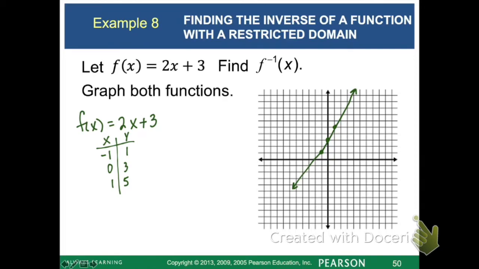To get the inverse of f, I'm just going to take that table, rewrite it and flip all of my x's and y's, and then plot those points and graph f inverse. So I'm going to flip all of those points in green, plot these 3 new points, and then notice it looks like my graph, the green graph, is reflected across the line y equals x to become the red graph.